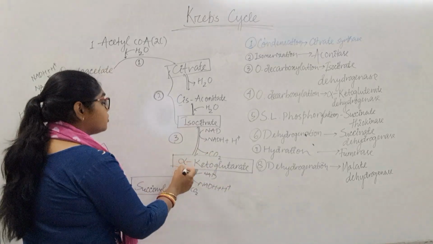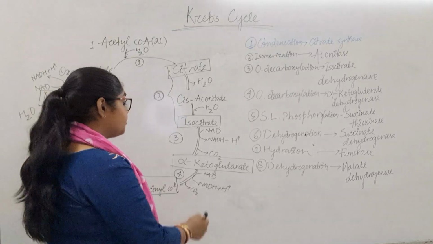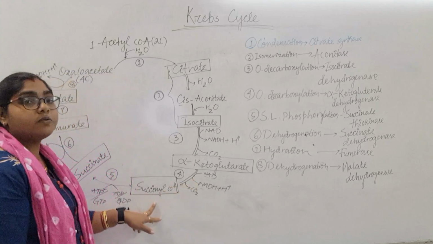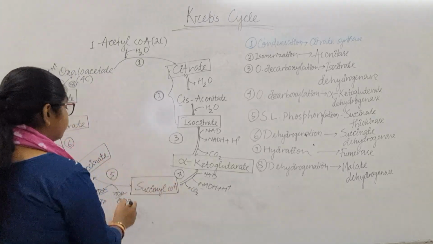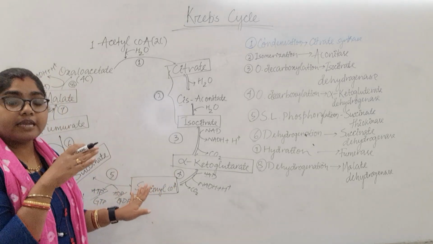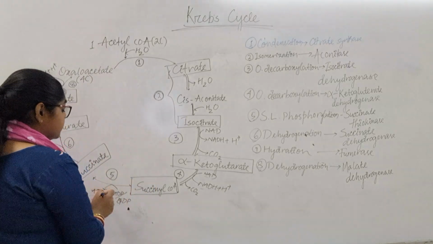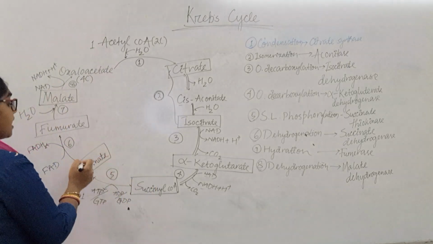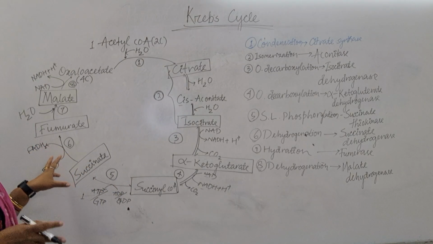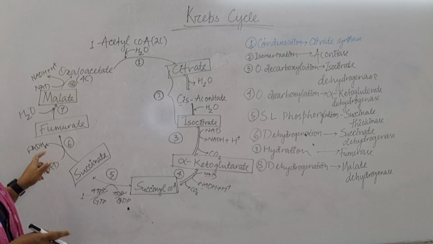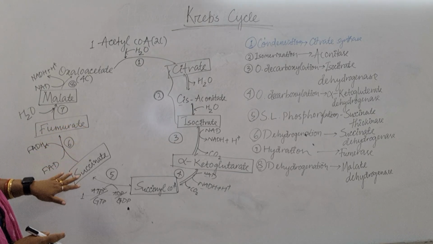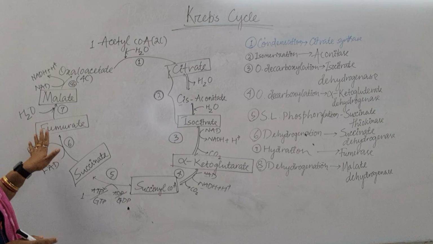Then again this alpha-ketoglutarate will undergo oxidative decarboxylation, removes carbon in the form of carbon dioxide, reduces NAD to NADH and produces succinyl coenzyme A. Then the succinyl coenzyme A will undergo the phosphorylation process. The thioester bond of succinyl coenzyme A will get clipped and it produces ATP, and also succinate. Now this succinate will remove 2 hydrogens in the form of FADH2 and converts to fumarate. The enzyme responsible for the conversion of succinate to fumarate is succinate dehydrogenase.